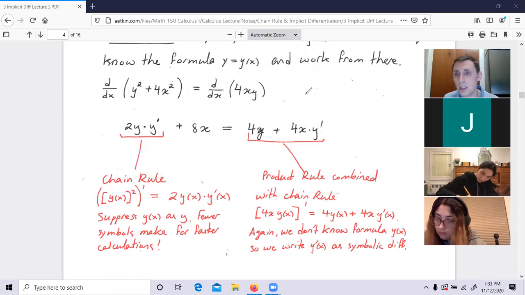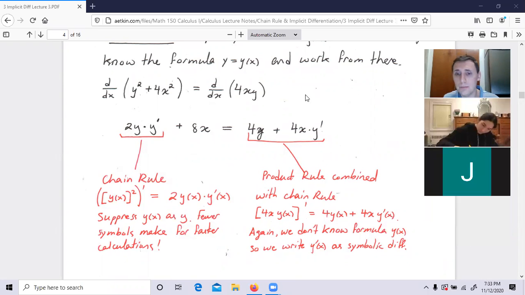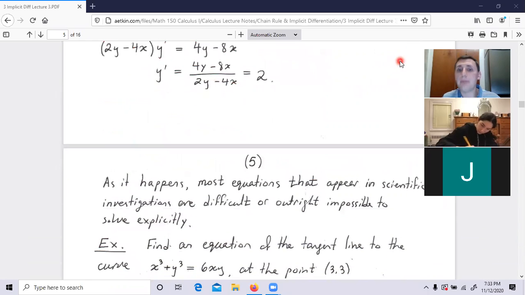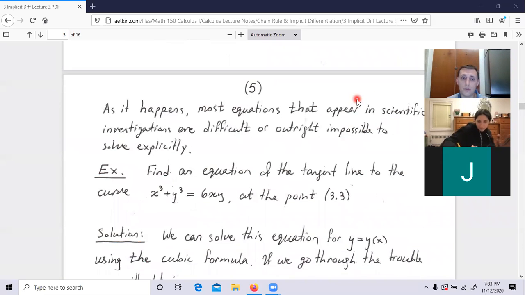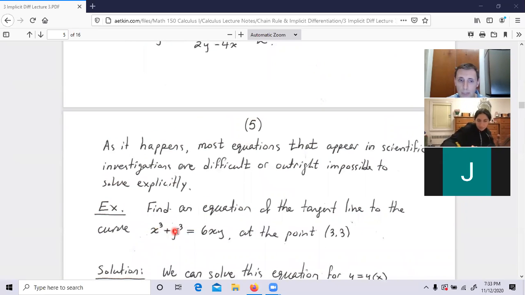I still hope to at least cover the next problem. Okay, so as it happens, most equations that appear when you do some sort of scientific investigation, the functions will be determined implicitly. It will not be a function of something equal to a formula. It will be some sort of relationship like maybe this one, x cubed plus y cubed equal to 6xy. So suppose that your goal was to find an equation of the tangent line to the curve x cubed plus y cubed equal to 6xy.